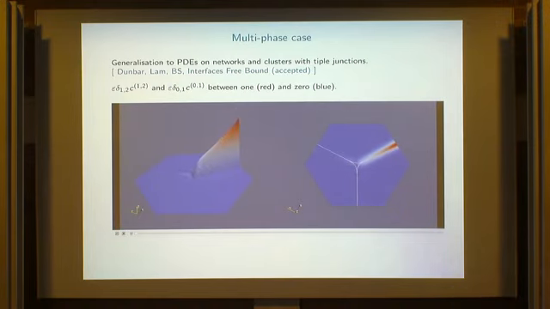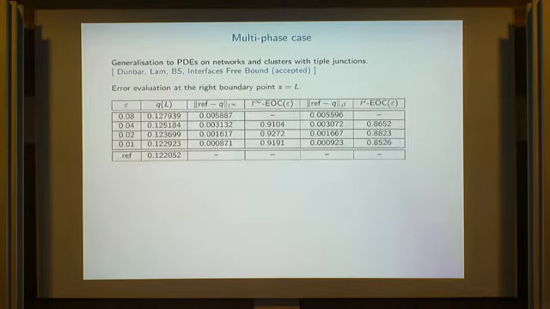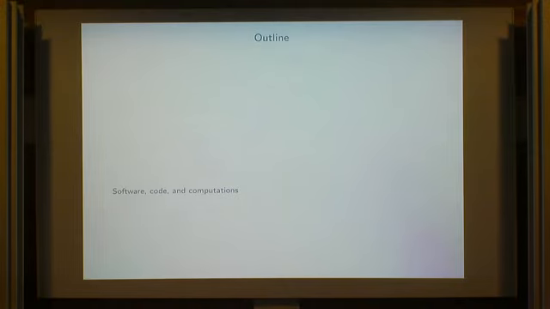Good. So these ideas can be generalized to multiple phases, to multiple interfaces, and actually also to multiple species. So the U or the C could be a vector valued field. Good. Software.